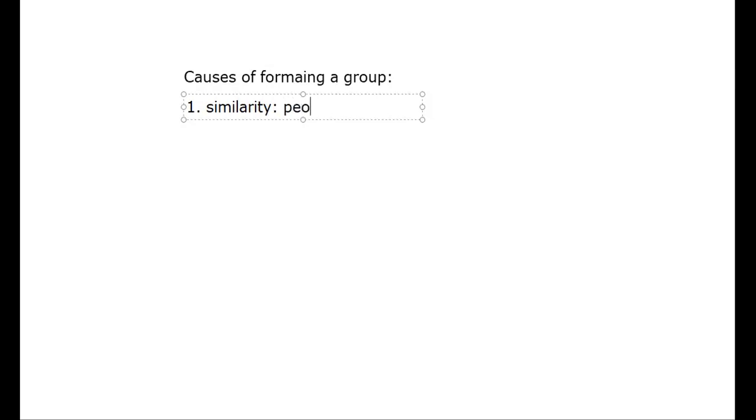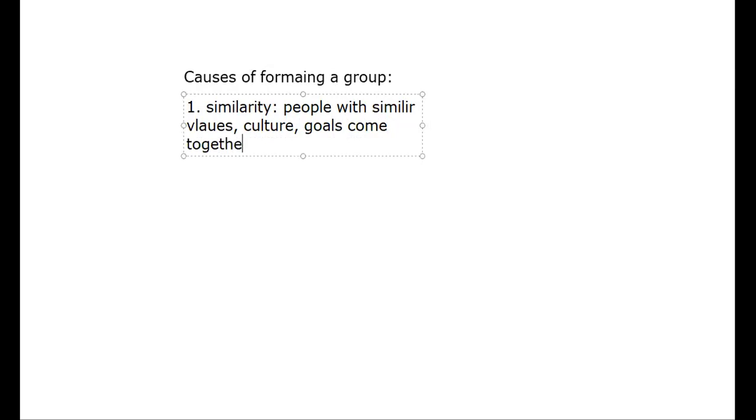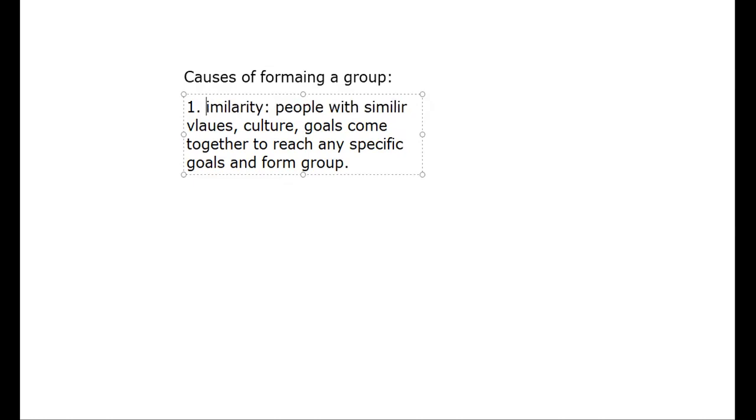So people with similar values, culture, goals come together to reach any specific goals and form a group. So the first cause of forming a group is similarity. Similarity of objectives, similarity of culture, similarity of religion, similarity of values. There are so many causes that may exist to form such a group.